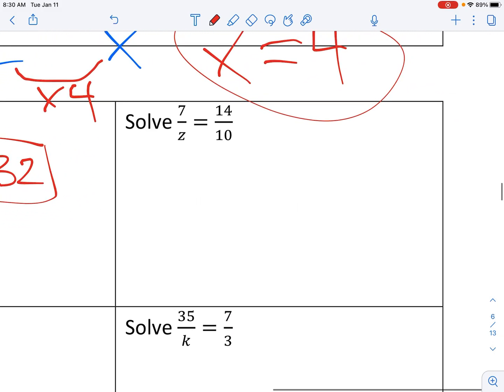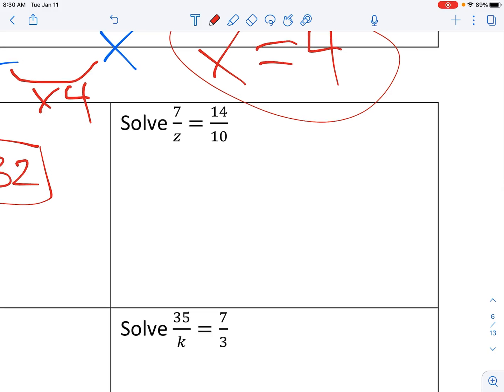Okay, at any point, if you want to do these on your own, just pause the video and try it on your own. And then fast forward a little to see if you got it right. Okay, so I'm thinking, how do I go from 7 to 14? I know 7 times 2 is 14. So on the bottom, I have z times 2 equals 10.